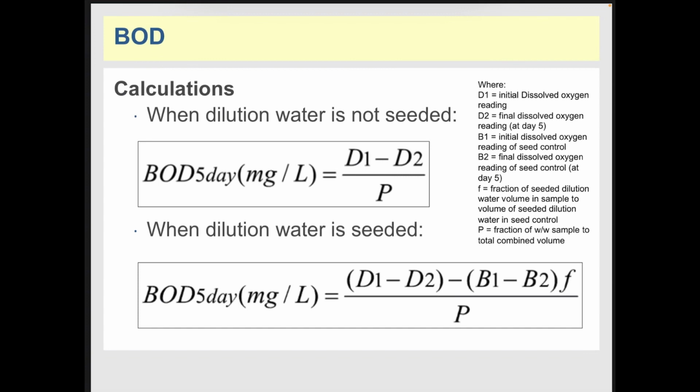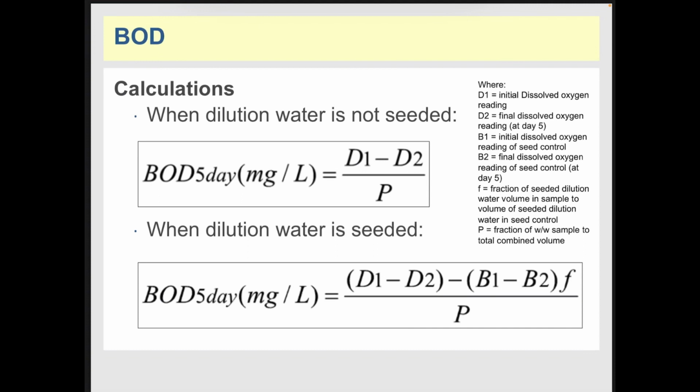But when the dilution water is seeded, meaning microorganisms have been added, you can get the BOD from this formula: D1 minus D2 minus B1 minus B2 times the fraction of seeded dilution water volume in sample to volume of seeded dilution water in seed control, over P, which is the fraction of water sample to the combined total volume.